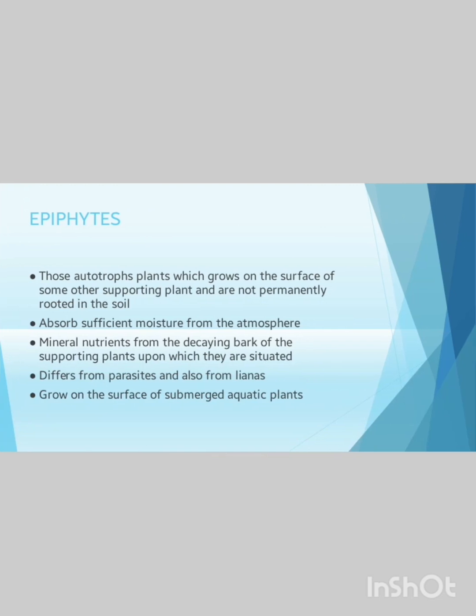Epiphytes are autotrophic plants which grow on the surface of some other supporting plant and are not permanently rooted in the soil. They absorb sufficient moisture from the atmosphere, and mineral nutrients from the decaying bark of the supporting plants upon which they are situated. They differ from parasites and also from lianas. They grow on the surface of submerged aquatic plants.